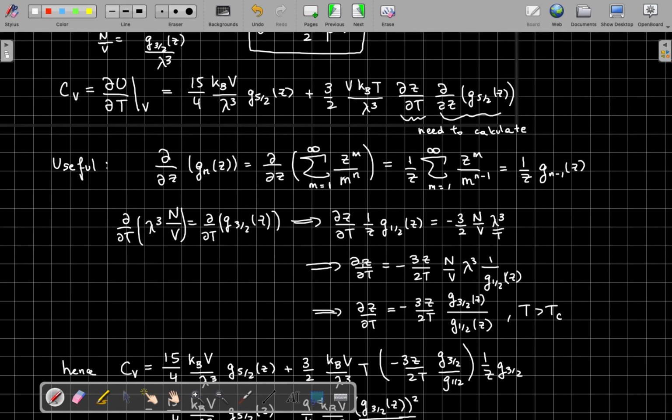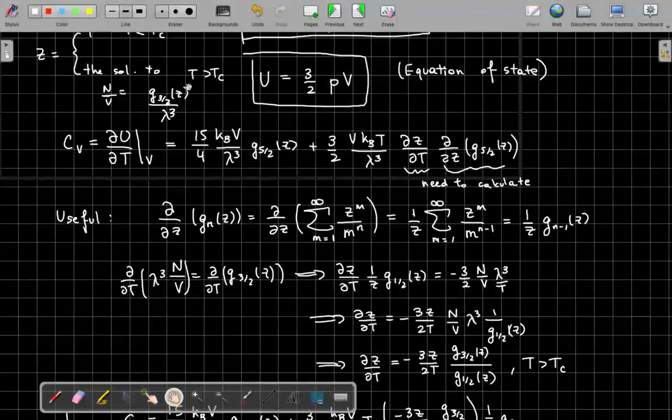Flip everything, isolate the partial derivative, and you find that partial z partial t is equal to minus 3 halves z over 2t, right? N over v lambda cubed times 1 over g 1 half z. And again, we can substitute, instead of writing n over v, we can write g 3 halves over lambda cubed. And when we do that, you just get this expression right here, minus 3z over 2t, g 3 halves over g 1 halves. Note, however, that in this derivation, I used this expression, which only holds above the critical temperature.